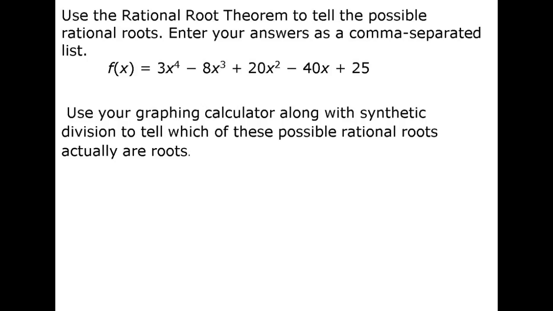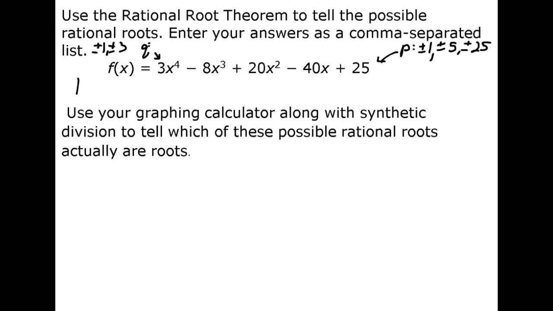So we'll go ahead and find the possible rational roots. The rational root theorem tells us that any p's would divide into 25 evenly. So we have plus or minus 1, plus or minus 5, or plus or minus 25. And any q's would divide into the 3 evenly, the highest degree term's coefficient. So plus or minus 1, or plus or minus 3.